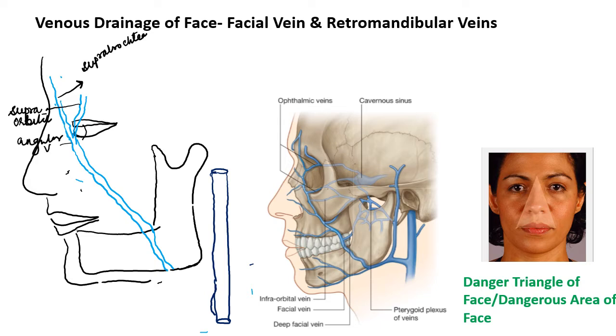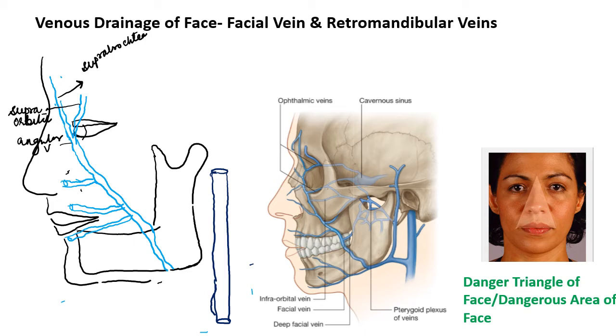Its other tributaries are similar to the branches of the facial artery. So it is joined by the lateral nasal, by the superior labial, as well as the inferior labial veins, which are the tributaries of the facial vein.